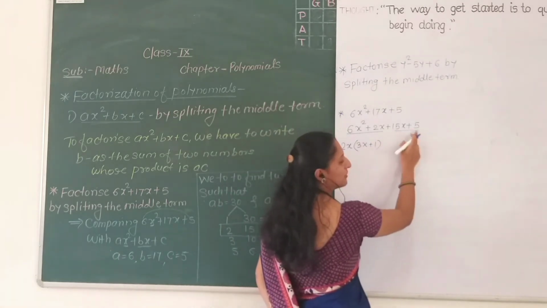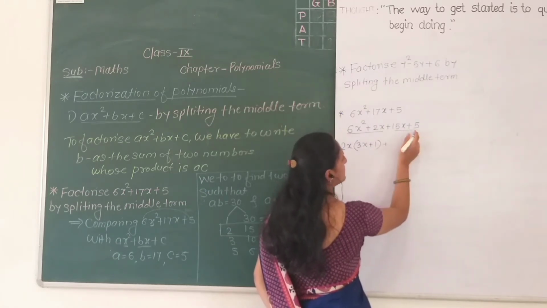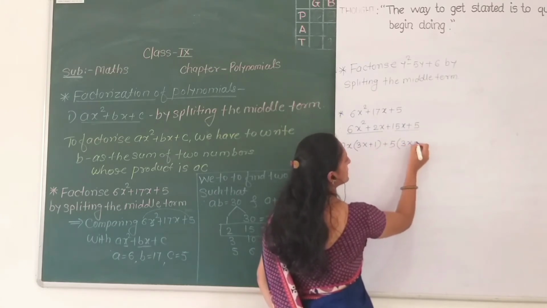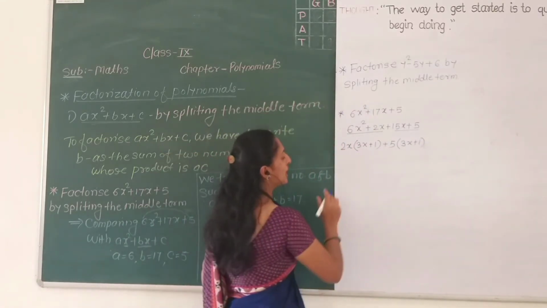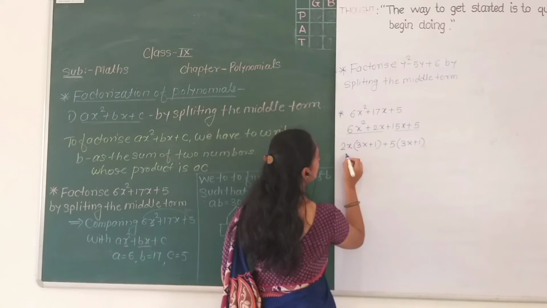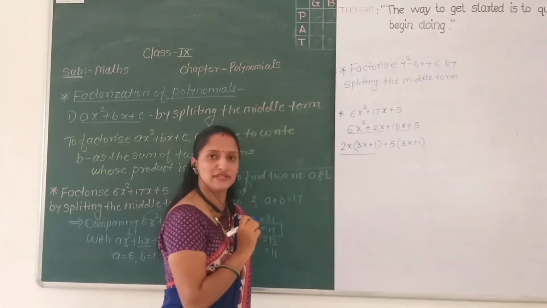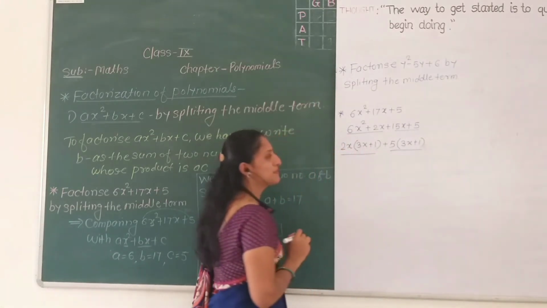Now look at the remaining two terms. In these two terms, 5 is common. So take 5 common from the remaining two terms, and in the bracket there remains 3x plus 1. Now we get two terms here: 2x into bracket 3x plus 1 and 5 into bracket 3x plus 1.